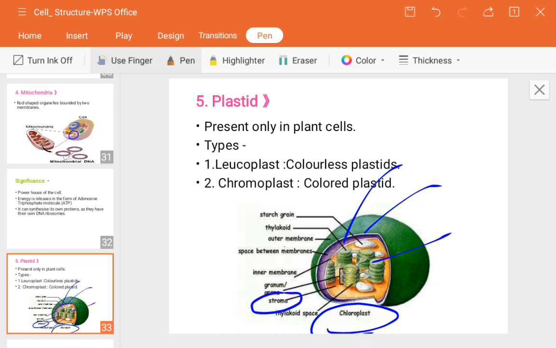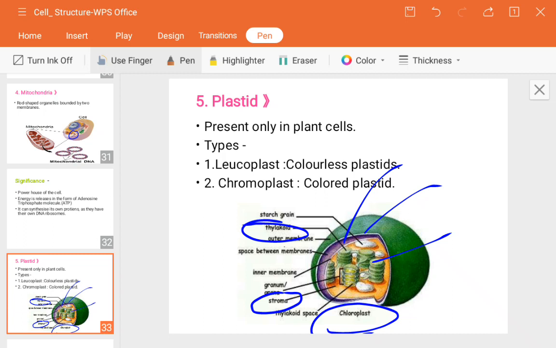In the mitochondria, it is called the matrix. In the nucleus, it is called the nucleoplasm. Each one has its own name. Now, next, you can see the stack-like structure. The single coin-like structure of chlorophyll is called a thylakoid, and the whole structure, one by one, is called the grana.